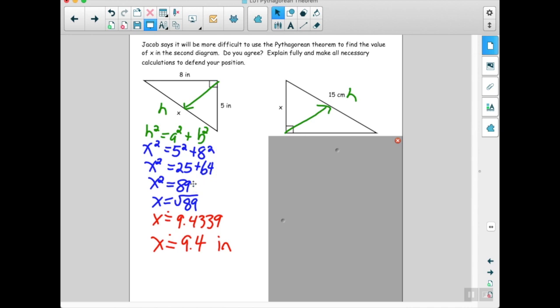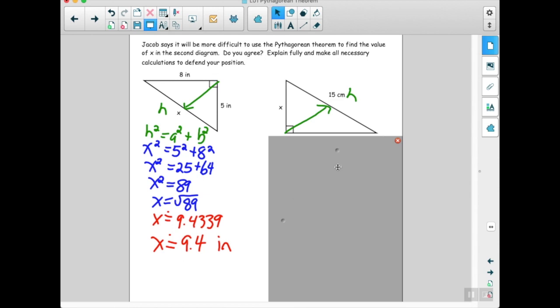25 plus 64 is 89, so now we know x squared is 89. X is the square root of 89. And I forgot to discuss in the previous slide, this is now an approximate answer. Square root of 89 is exact. So I should put a little dot above it to say x is approximately 9.4339, which I'm then going to round to x is approximately 9.4.